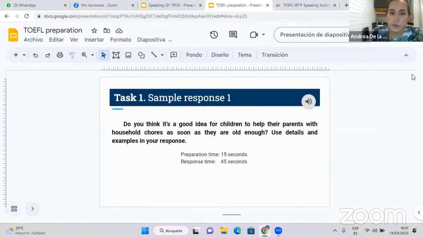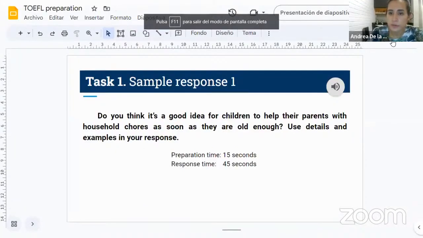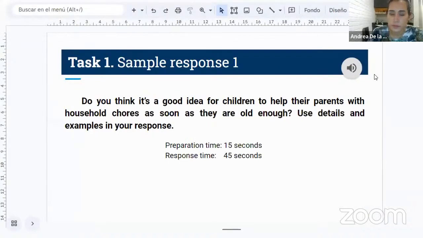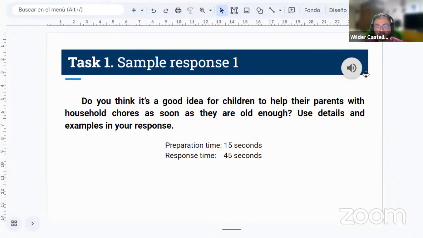Do you think it's a good idea for children to help their parents with household chores as soon as they are old enough? Use details and examples in your response.